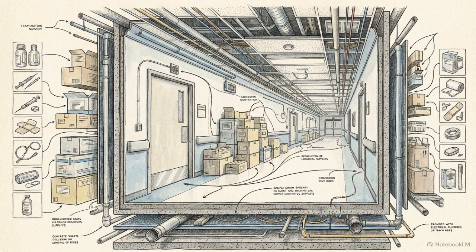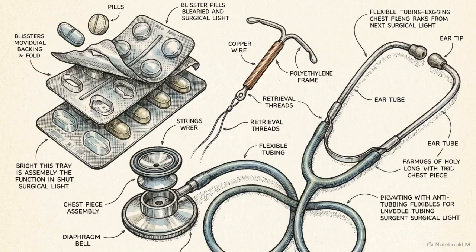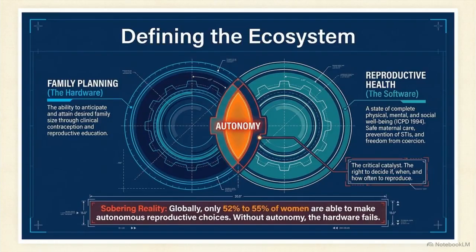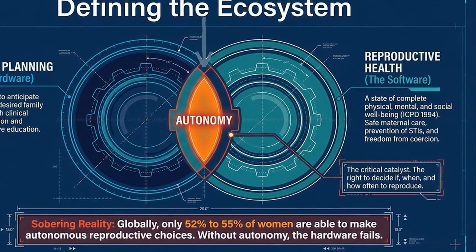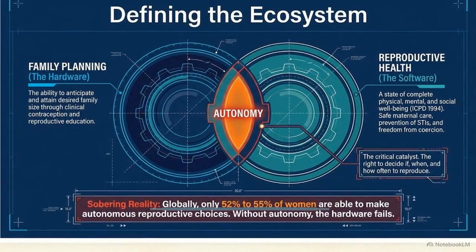To manage these dynamics, states typically focus on the physical infrastructure, the clinics, the supply chains, and clinical contraception. This is the hardware of demographics. But standard development policy frequently hits a wall. Building hardware fails if the corresponding software, reproductive health, is missing. Its core engine is autonomy, the right to decide when to reproduce. Currently, only 52 to 55% of women possess these autonomous choices.